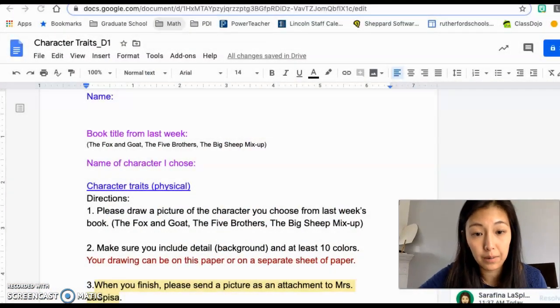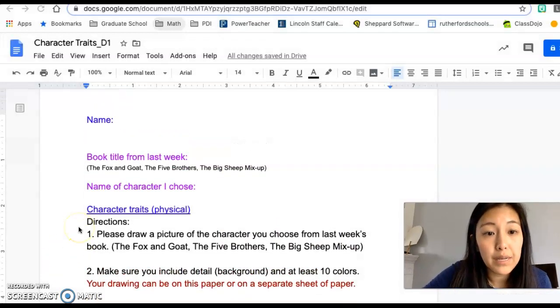You boys and girls will be picking a character from your fiction books that you read last week. So, you will be picking a character from The Big Sheep Mix-Up, if you read that book, The Five Brothers, or The Fox and the Goat. You need to pick one character from that book. So let me show you what you will be doing here.